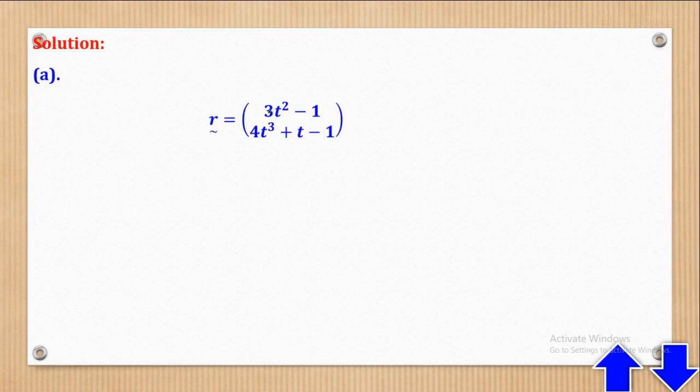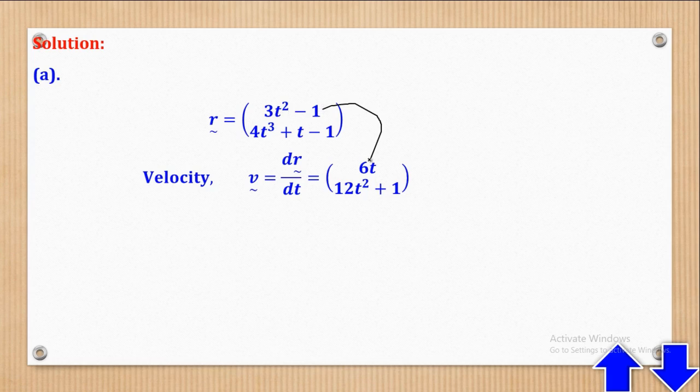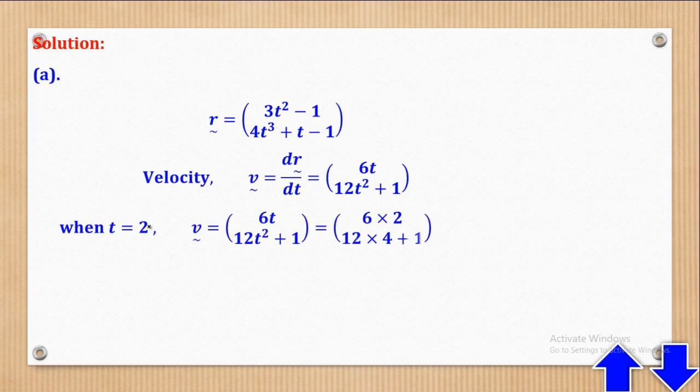First of all, we are given r in terms of t, which is 3t squared minus 1 and 4t cubed plus t minus 1. If I want to get the velocity in terms of t, I'll have to differentiate r. When I differentiate 3t squared minus 1, I'll come up with 6t. And when I differentiate 4t cubed plus t minus 1, I'll come up with 12t squared plus 1. So basically that is now the velocity at any time t. But they want you to get the velocity when t is equal to 2.